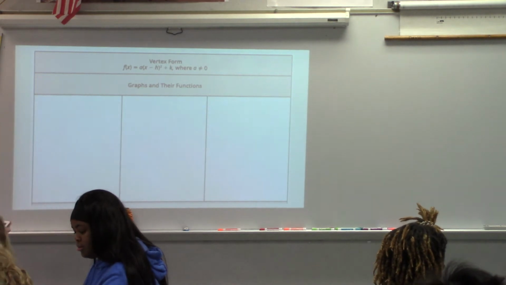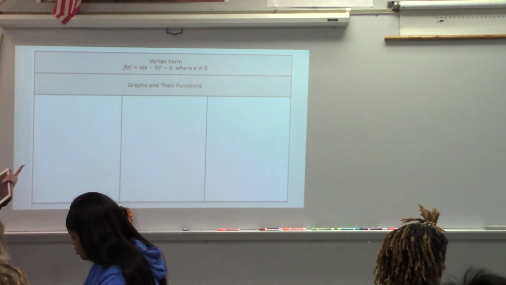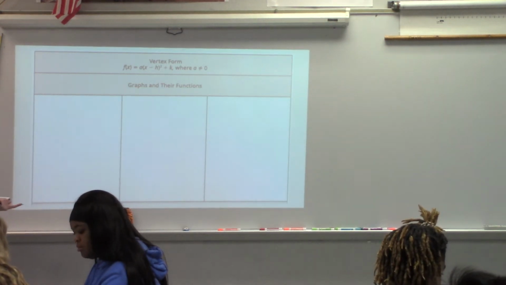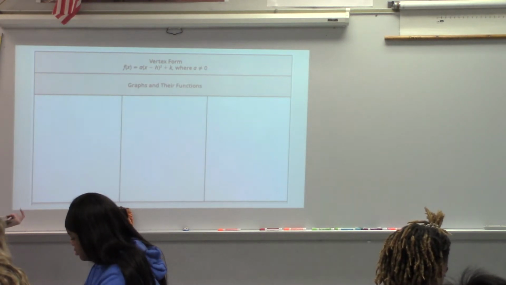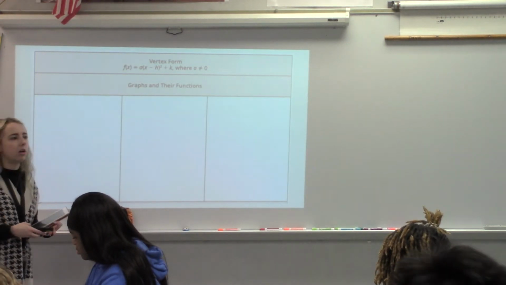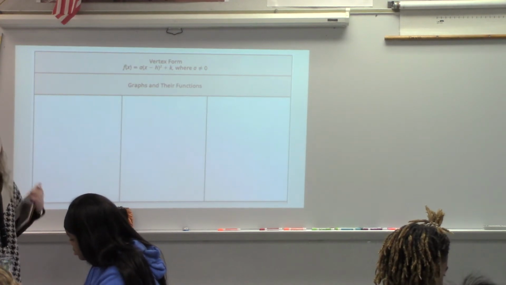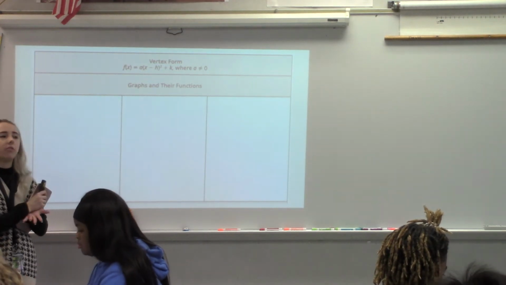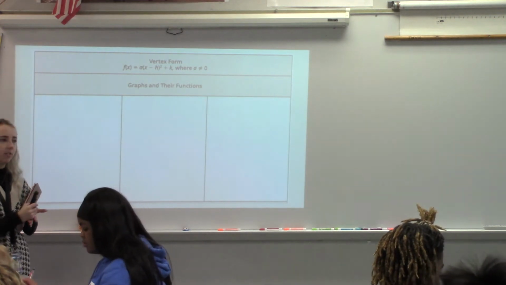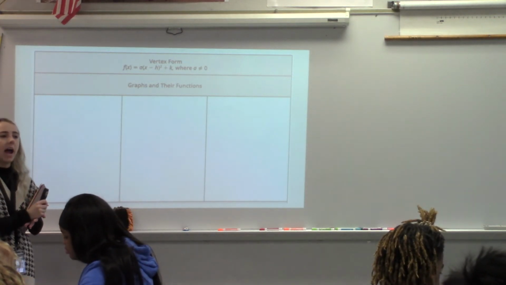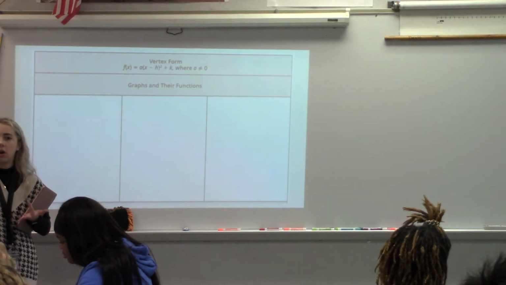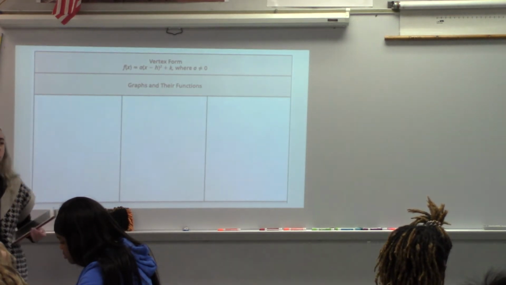Okay, and then the last thing we had is vertex form. When I look at the vertex form of a quadratic equation, what features can I identify? The vertex, H and K. Okay, something I need y'all to remember is the vertex is a point, so it always has to be written as an ordered pair when you're identifying it.